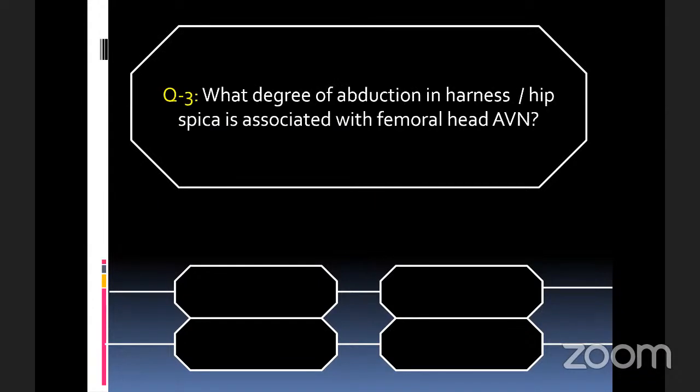Okay, next question is, what degree of abduction in harness or hip spica is associated with femoral head avascular necrosis? First is more than 45, more than 50, more than 60, or more than 70?